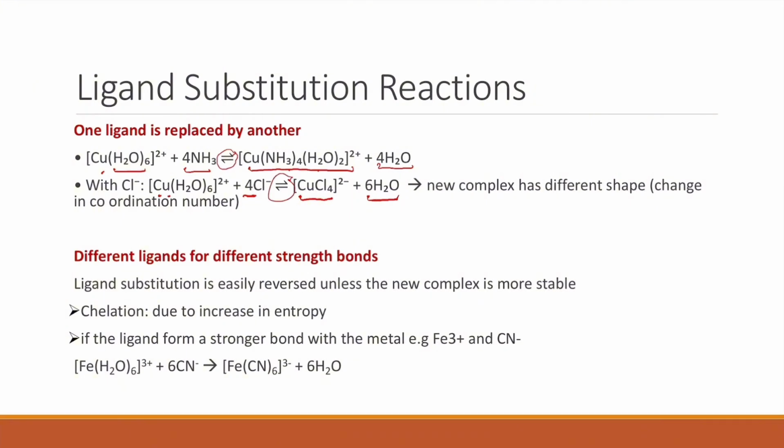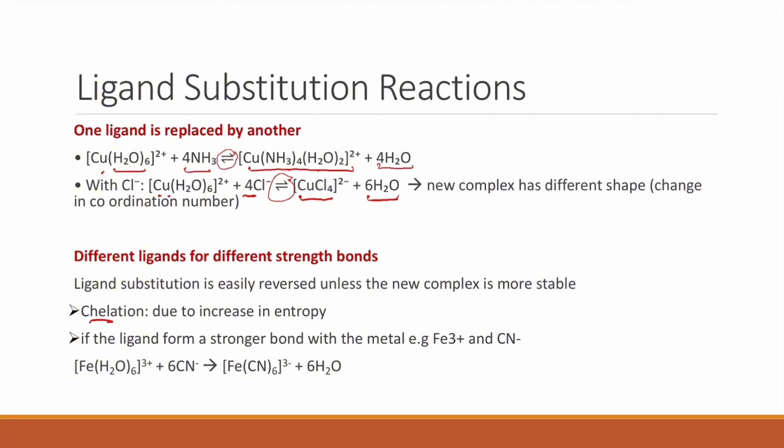However, sometimes the new complex that is formed is more stable than the previous one. And this could be because of one of two things. The first thing is the chelation effect. Chelation here is when a bidentate, as we said, or multidentate ligand substitutes monodentate ligands. And then there will be a more stable complex because there is an increase in the entropy of the system, because there is a greater number of particles as products.